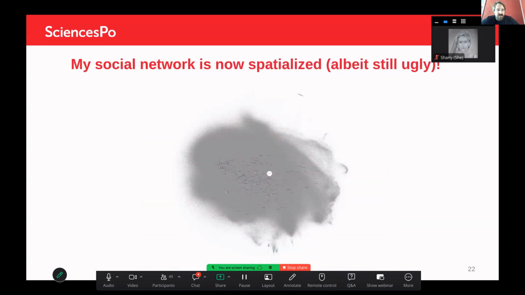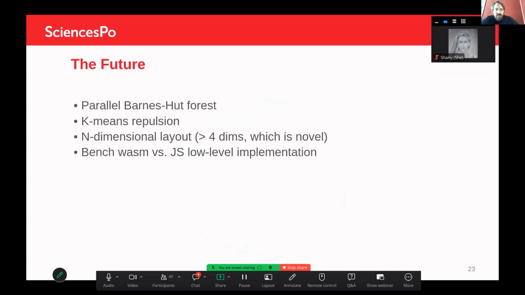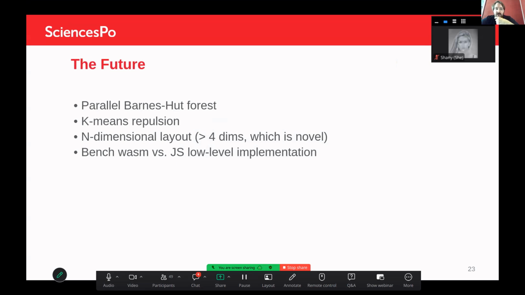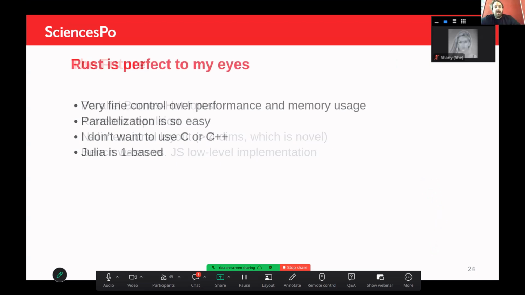So yeah, Rust is fast enough now. My social network is now spatialized, albeit still ugly. In the future, I will try to find ways to parallelize the parallel-bound tree construction, and I will do a lot of things tied to n-dimensional layout. For this kind of task, to my eyes, Rust is perfect. You have very fine control over performance and memory usage. Parallelization is so easy. There are fewer footguns, and I don't want to use C or C++. And I can't use Julia because it's one-based, and I just don't want to do that.